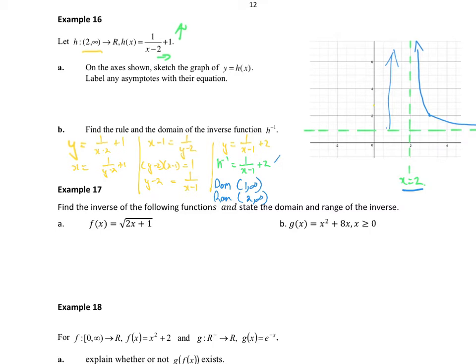So let's get rid of the rest of the original function. So what have we got? We had to find the rule. We've done that. We've stated the domain of the inverse function. Oh, we didn't have to get the range. All right, let's move on.